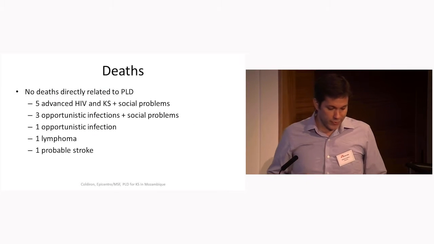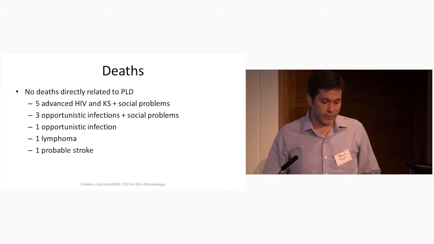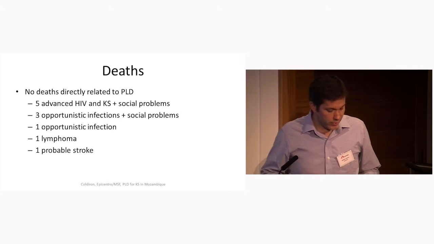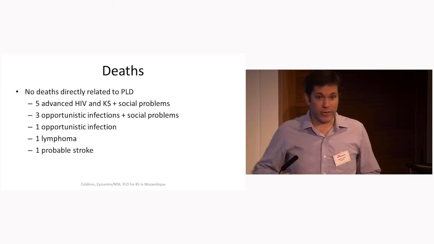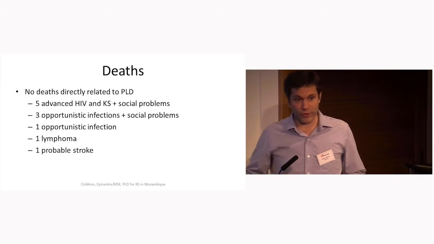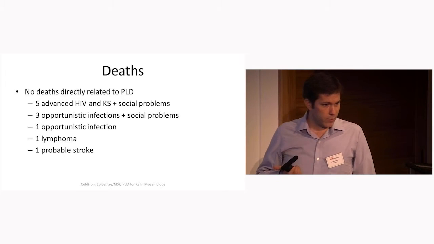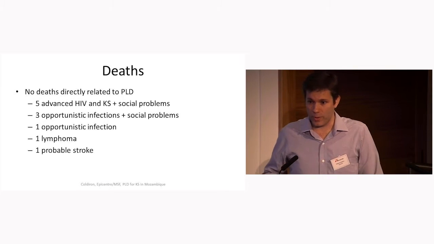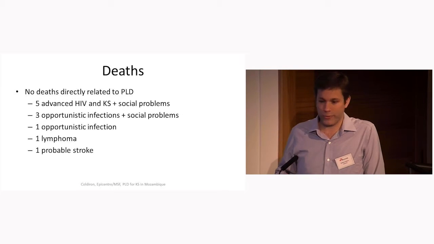So we've also been following the safety, and 11 deaths, frankly, seems like a large number. But given the severity of illness and advanced immunocompromise of many of the patients on enrollment, it's not surprising. 5 have died of what I would say terminal HIV in the setting of social difficulties like family problems, homelessness, drug use. And 3 others have had those same social problems with a confirmed opportunistic infection on top of it. Among the others, one passed away of disseminated MAC, another of a lymphoma, which had actually gotten better while she was receiving treatment for her Kaposi's. And then the third was a patient with known cardiovascular disease who died of a probable stroke.